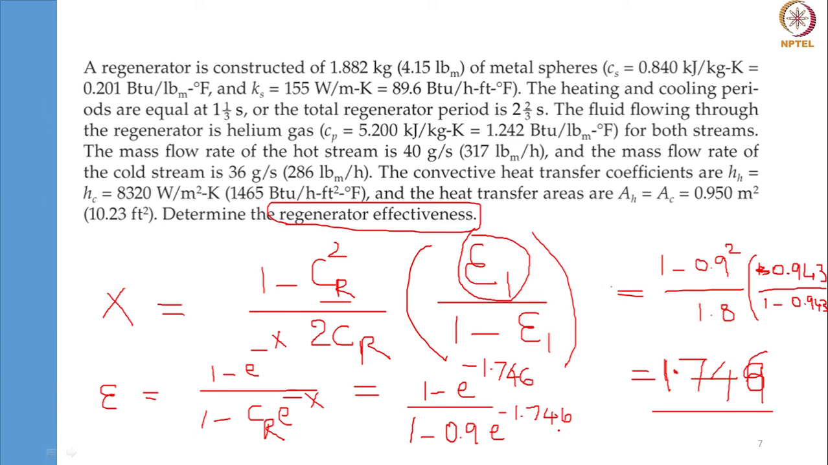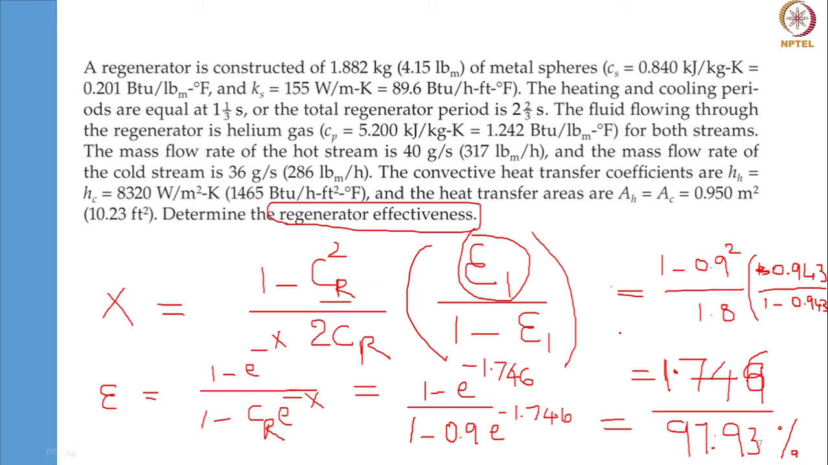The effectiveness is coming around 0.979. Yeah, that is correct. We have an effective heat exchanger effectiveness of 97.93 percent, or 0.979. That is right. So I'll quickly recap the procedure that we followed.